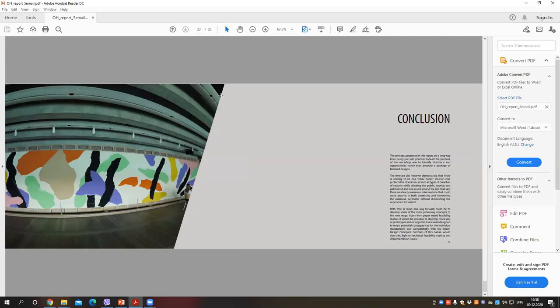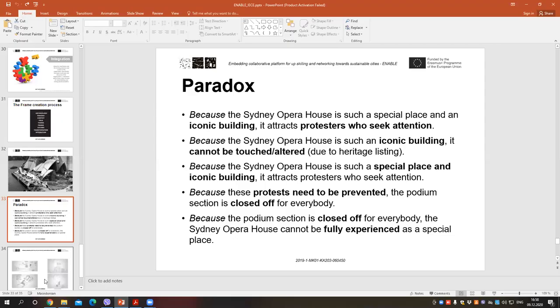on the Enable platform. The presentation is going to be available for sure, but also this full document that originally has more than 40 pages is going to be available. Maybe you can use it as an inspiration. Maybe you can see different methods of how this framework was developed. But in any case, it can be very inspirational for your project as well.